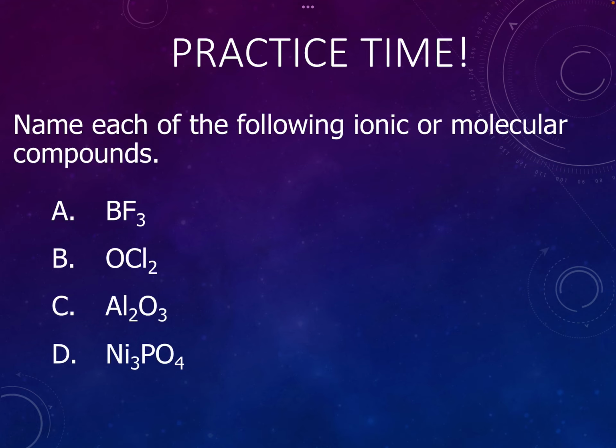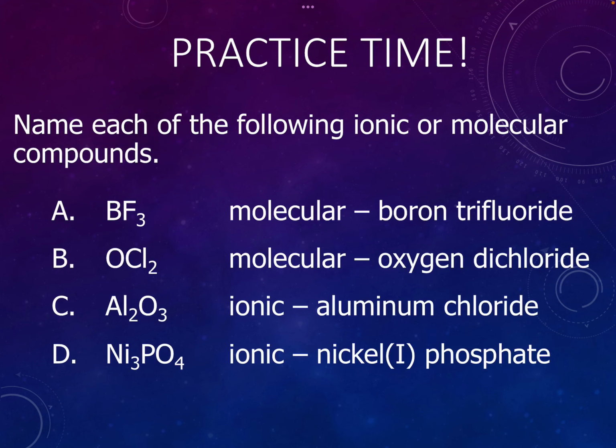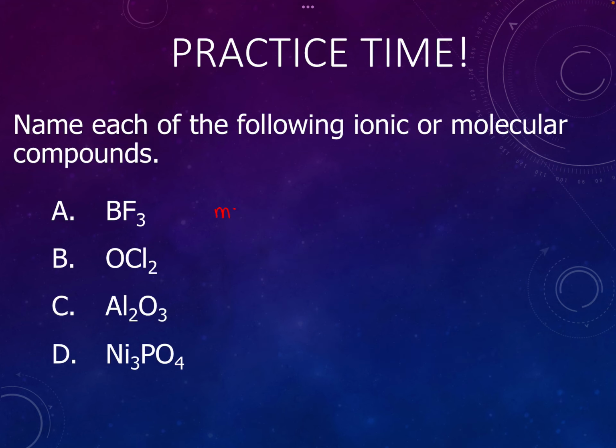All right, so looking at this, we have boron and fluorine. Both of these are nonmetals, right? Boron's a nonmetal, fluorine's a nonmetal. So when we name this, this is going to be molecular. Oops, my apologies. So this is molecular. So when we have a molecular compound, now we are going to follow the prefixes, right? So whenever you think of molecular, I want you to think prefixes, okay?